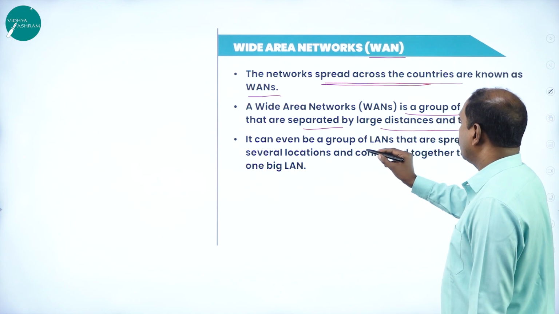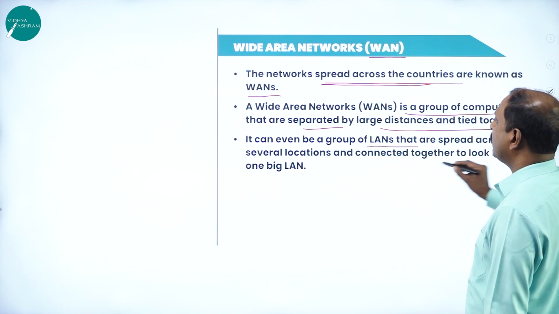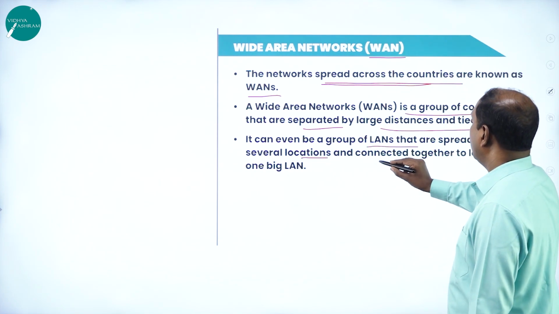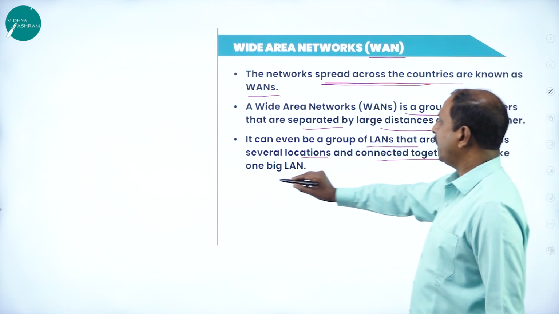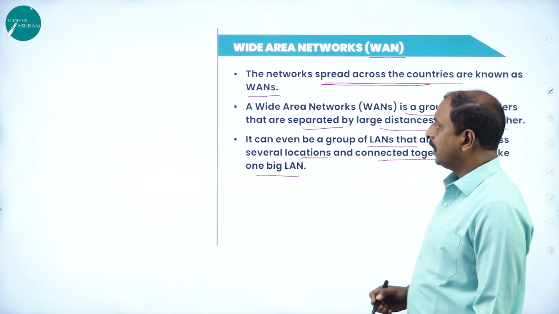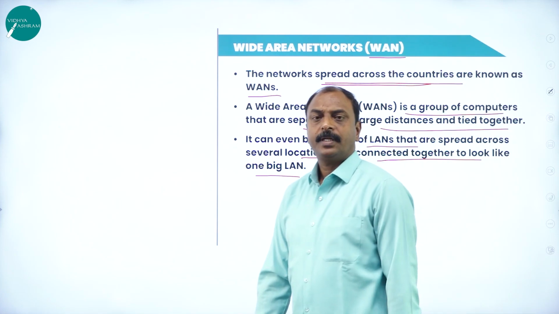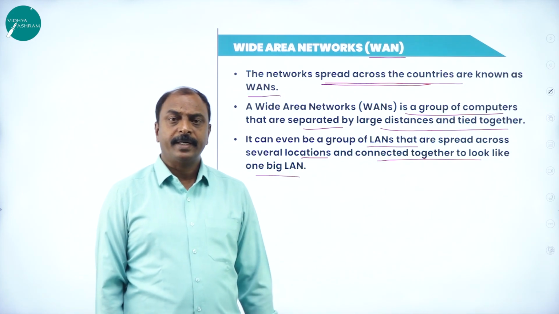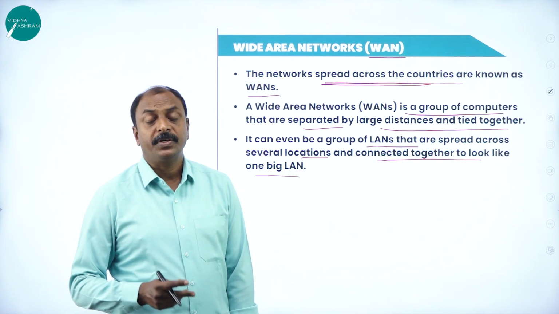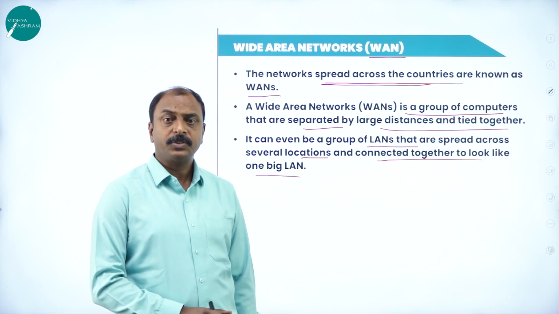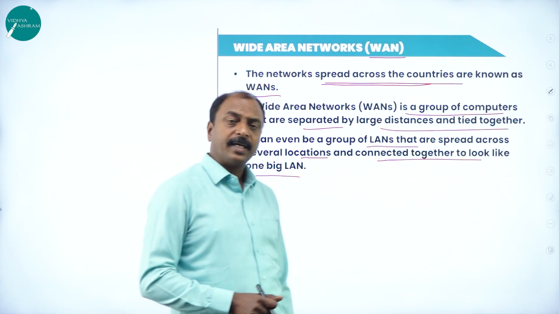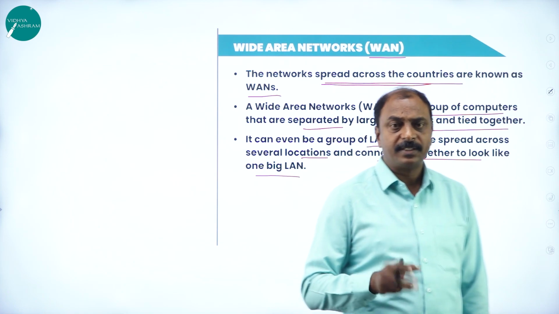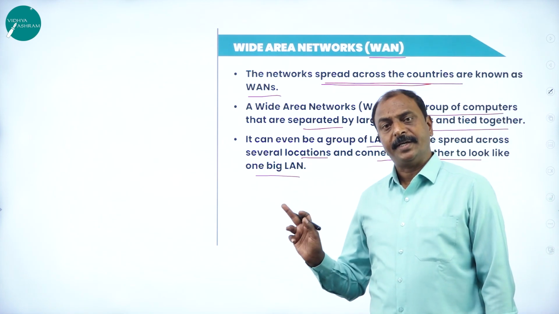It can even be a group of LANs that are spread across several locations and connected together to look like a big LAN. So another example of a WAN: we can also define the WAN as a connection of different local networks. That is also possible. Here one LAN is connected to another LAN. It is also an example of a wide area network.